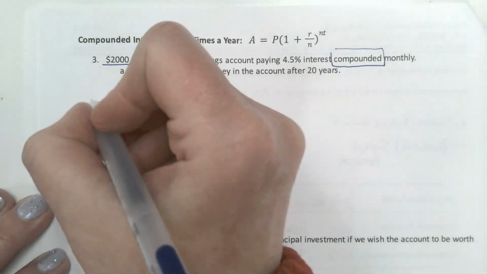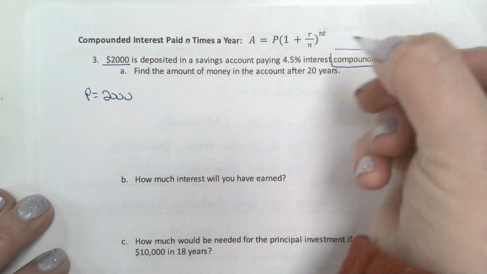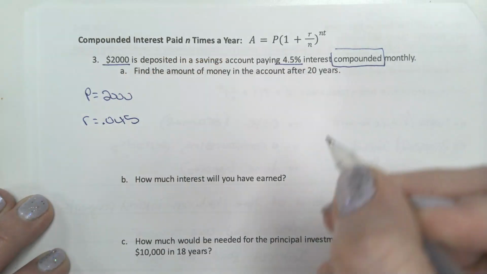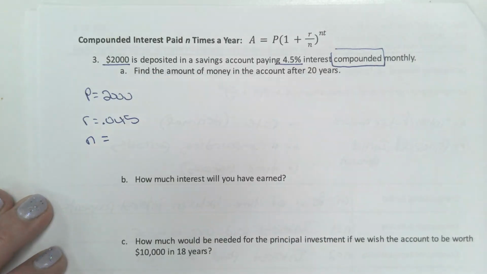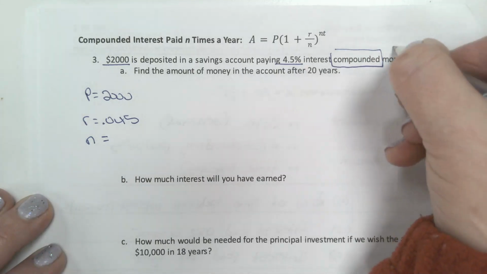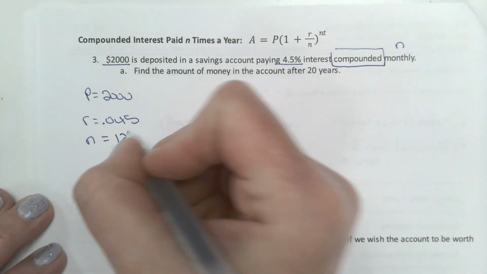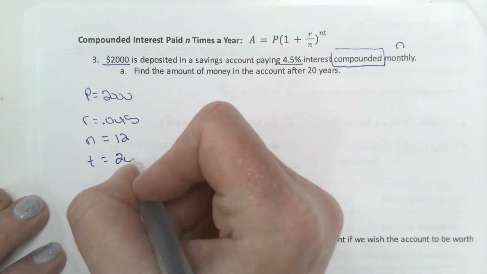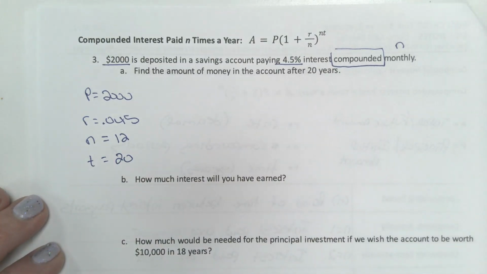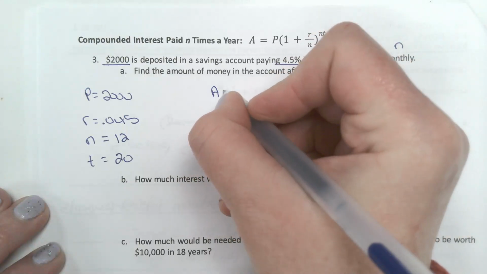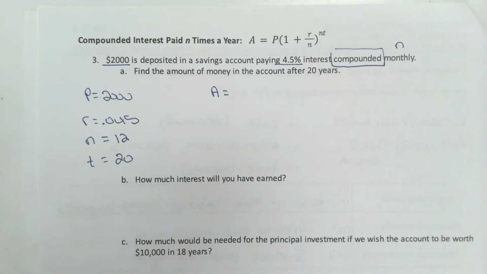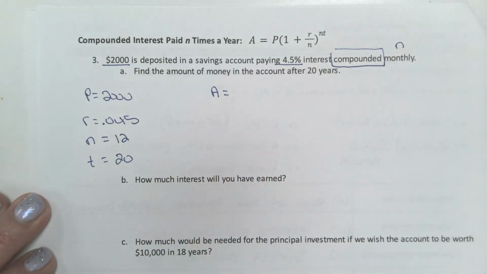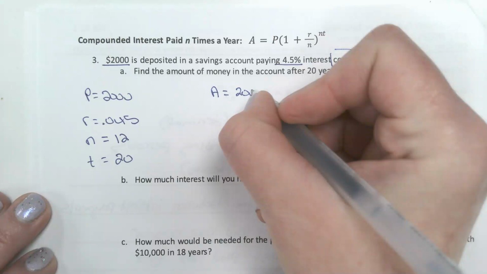I'm going to put in 2,000, so that's my principal. There's my rate. Compounding is your N, and it compounds monthly, so therefore N is going to be 12. And 20 years, so T is going to be 20. I'm not going to rewrite the formula because I have it right here. So I'm going to just sub in all the numbers.